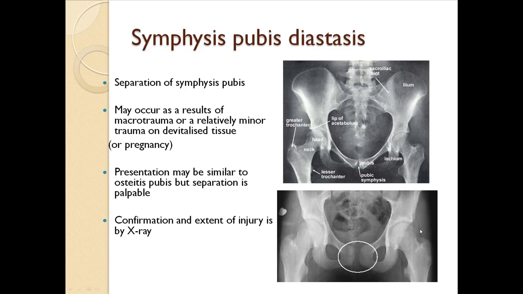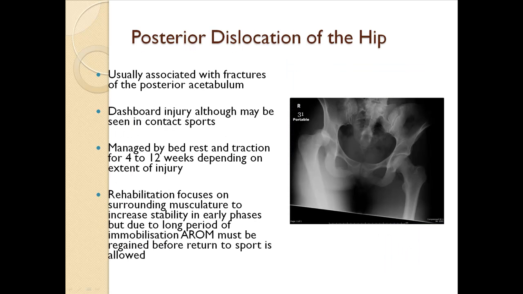Here is the symphysis pubis. This is an X-ray of the pelvis. There's the symphysis pubis down there, and this bottom X-ray here shows a clear symphysis pubis diastasis, a gap that is way too wide for a normal symphysis pubis. The separation may be palpable, and an X-ray is invariably required to confirm this diagnosis.